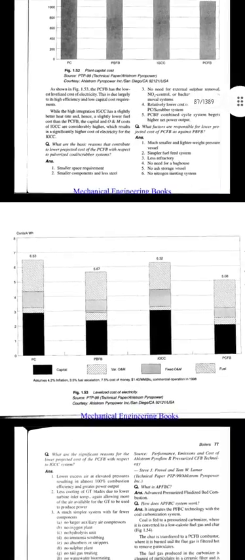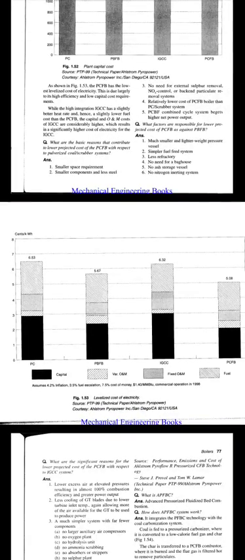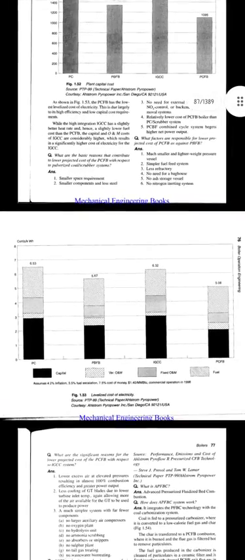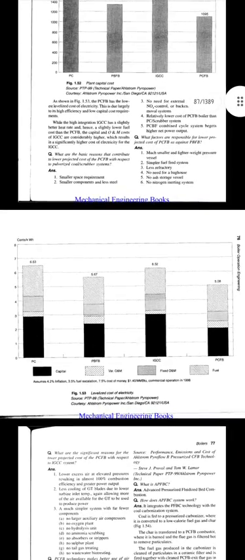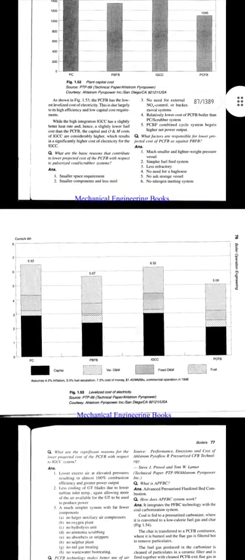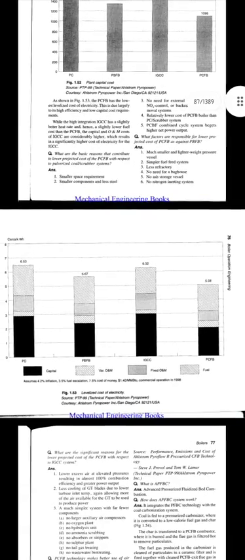In the next diagram we can see the assumptions: 4.2% inflation, 3.5% fuel escalation, 7.5% cost of money, 1.4 MMBTU, commercial operation in 1998. Capital, O&M, fixed O&M, and fuel. These are the costs. Levelized cost of electricity.